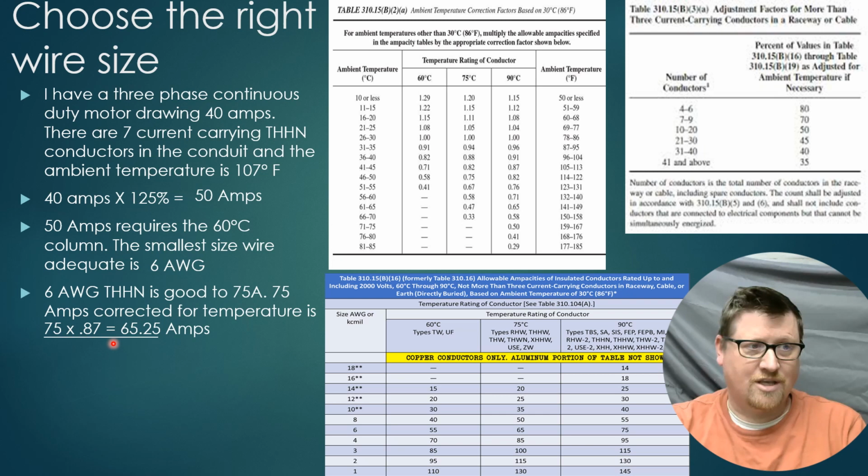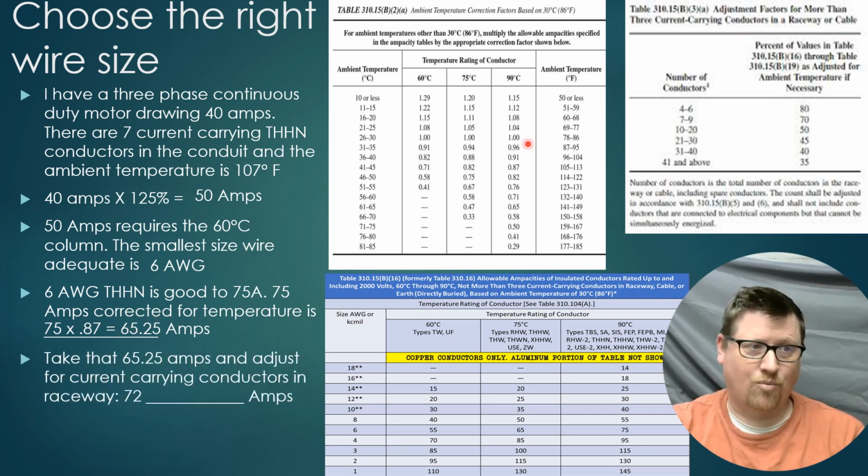75 times 0.87 is 65.25 amps. All right, so we've already lost pretty close to 10 amps worth of capacity for this. Now our next step, right? We're just going to take that and we're going to look at our adjustment factor.